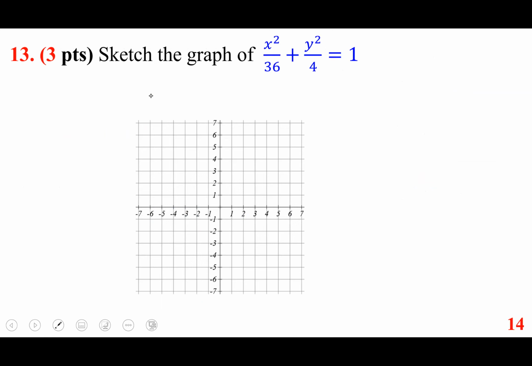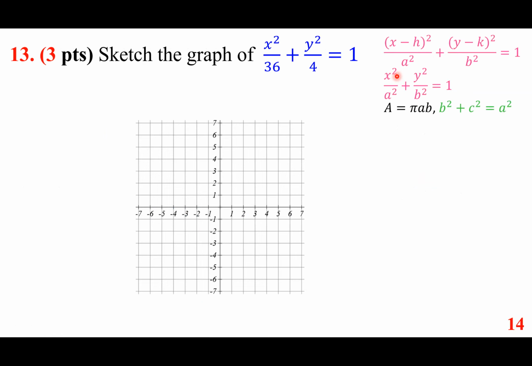I'm going to sketch the graph of this elliptical shape. So first, x squared over a squared plus y squared over b squared equals 1. This is the general case when the center is at 0, 0. If it's at h and k, x minus h quantity squared over a squared plus y minus k quantity squared over b squared equals 1.